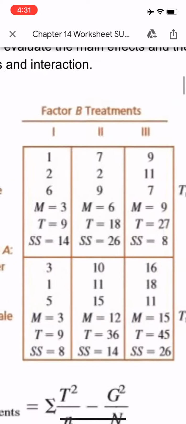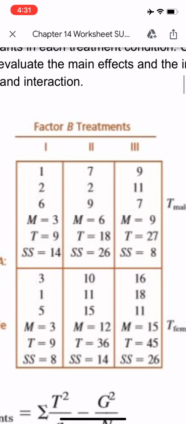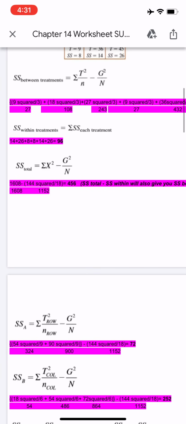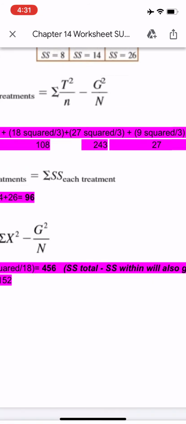3, 6, 9. Okay. So now you just do that for 54 squared divided by 9 plus 90 squared divided by 9. And you get 324 plus 900 minus, again, G squared divided by N. We get this value a lot, so we know it's 1152. That's something also to look at, right, to save time.